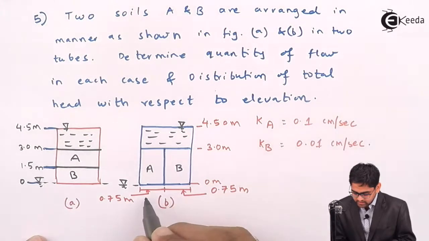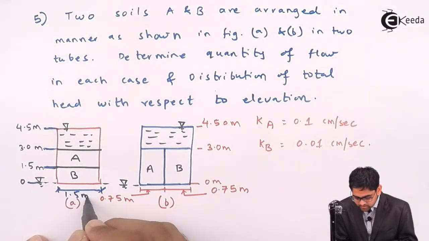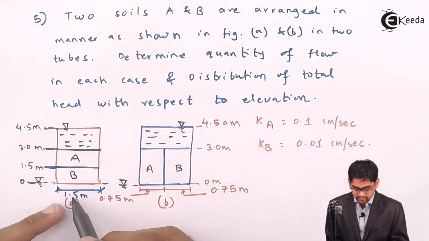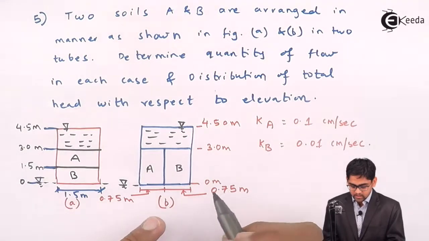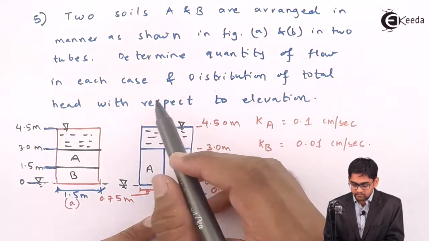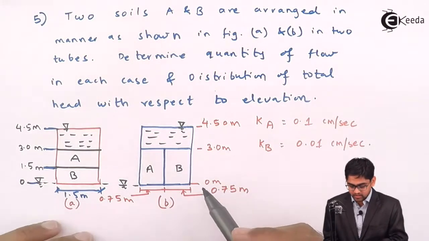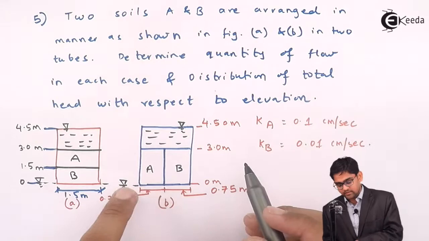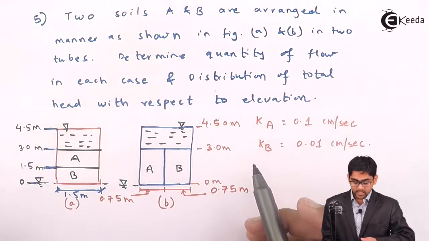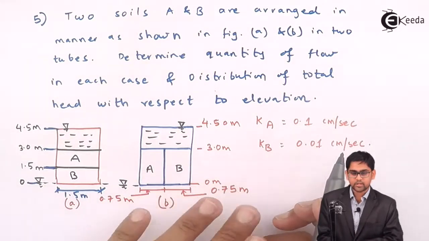For case B, the tube diameter is given as 1.5 meter. The diameter of the tube is given as 1.5 meter. So for case A the area of flow becomes pi by 4 into 1.5 whole square. But for case B, in plan, half of the tube is made up of soil A and half of the tube is made up of soil B. So the area of flow for A plus area of flow for B is the total area, and obviously the area is divided equally, so half area will be taken by soil A and half area will be contributed by soil B.